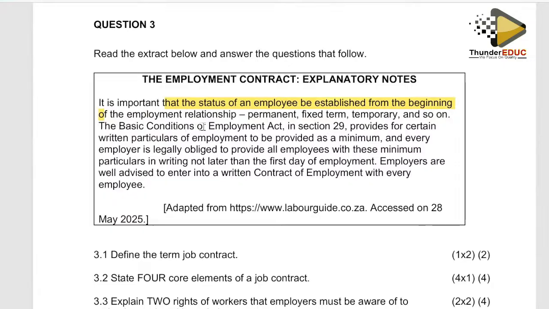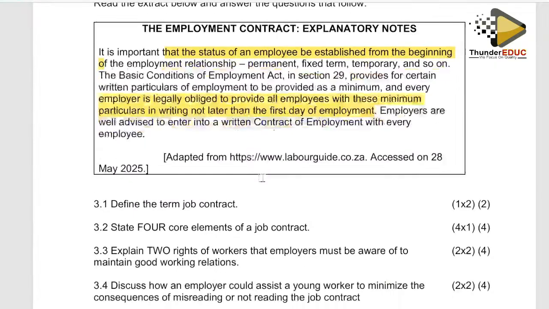The Basic Conditions of Employment Act in Section 29 provides for certain written particulars of employment to be provided as the minimum, and every employer is legally obliged to provide all employees with these minimum particulars. Employers are well advised to enter into a written contract of employment with every employee. So the first question reads, define the term job contract.